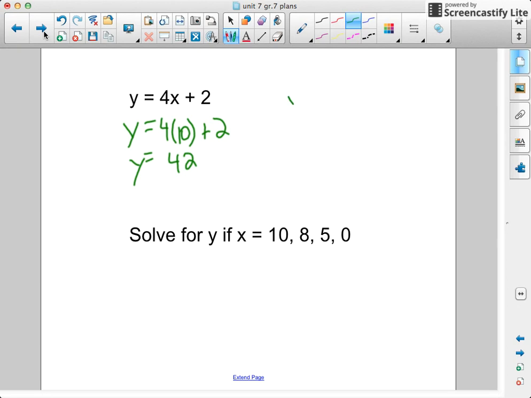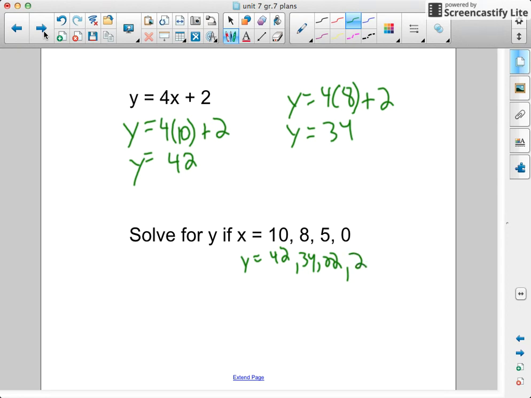If x equaled 8, y would equal 4 times 8 plus 2, which would be 34. So y equals 34. If x was 5, 4 times 5 is 20, plus 2 would be 22. If x was 0, we would do 4 times 0, which is 0, plus 2, so the y would be 2. So each value corresponds with another one, but we have to substitute it into the equation to see what that would be.